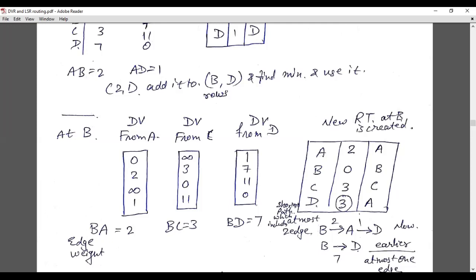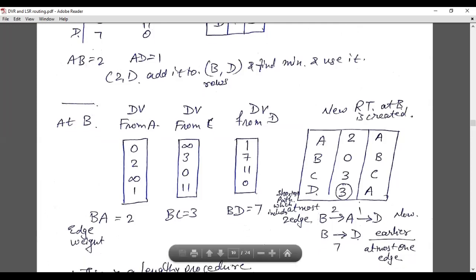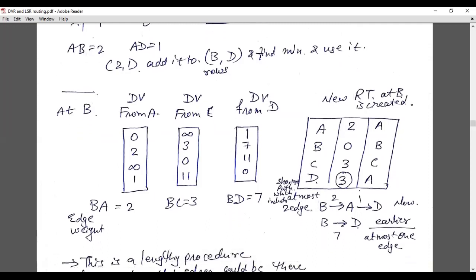So for A, C, and D, the updation will be possible. We are interested in finding the shortest path in this way, and the updated routing table will be created. If you see here, 0, infinity, 1 will be added with 2, 3, 7. The minimum is 2, and the next hop is A, so it is 2 comma A.